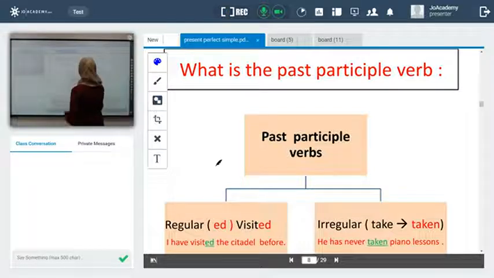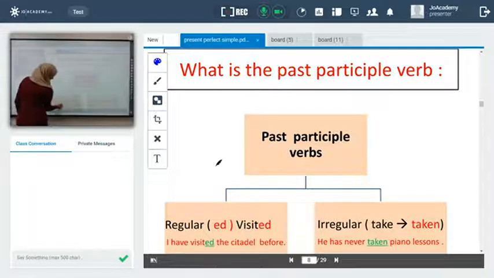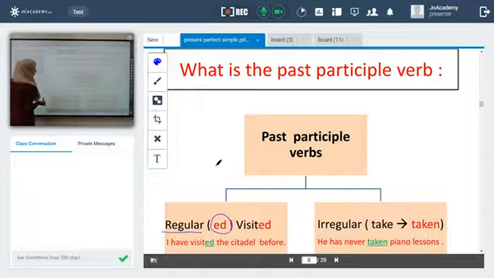So the past participle verb can be regular. And what do we mean by regular verbs? Regular verbs are normally verbs that take ed when we change them to the past. So for example, I have visited the citadel before.